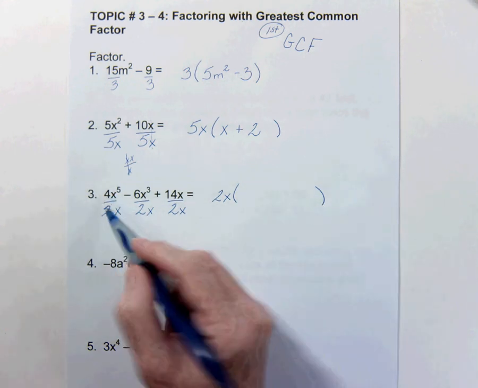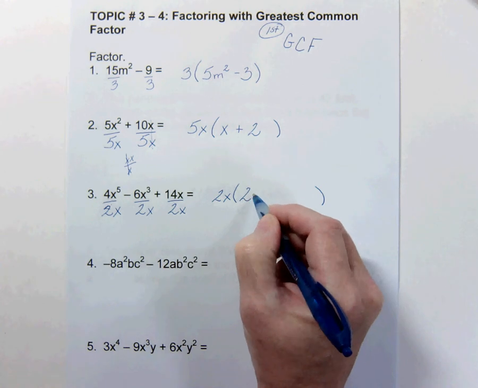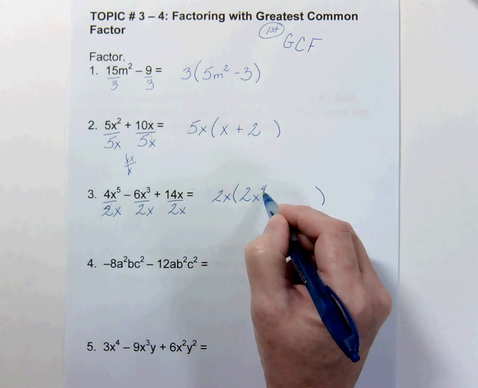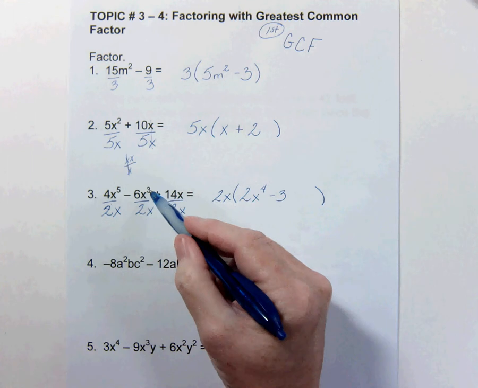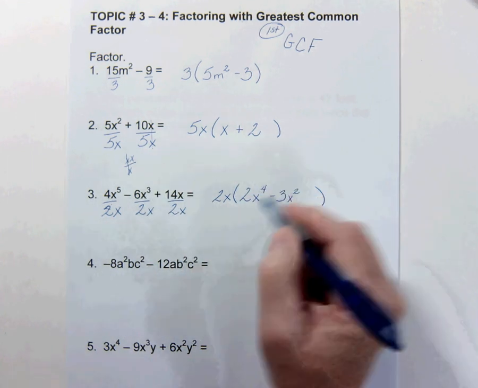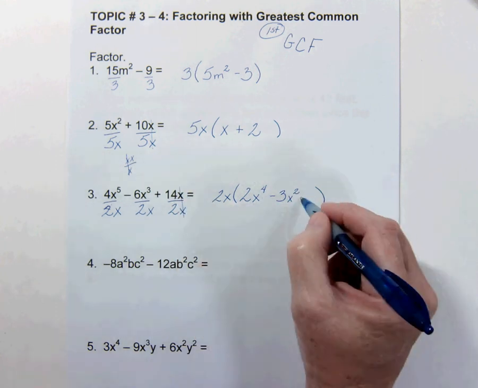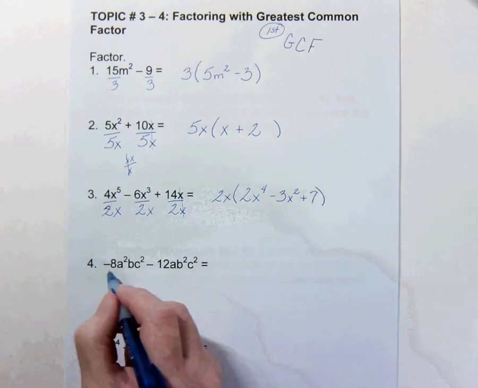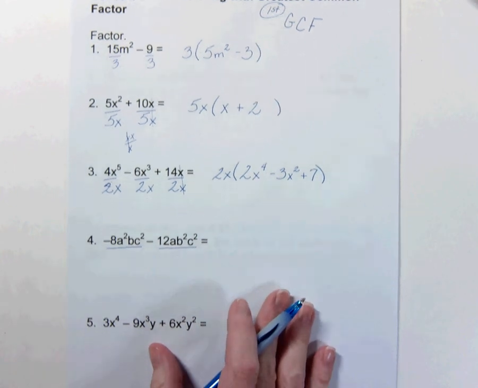So that is what stays on the outside, and what we place in the inside of this parentheses is the division. 4 divided by 2, 2. 5 minus 1 gives you the x to the 4. Negative 6 divided by 2 is negative 3. You subtract 3 x's and 1 x, and you're left with an x squared. 14 divided by 2 is 7, and the x's go away.